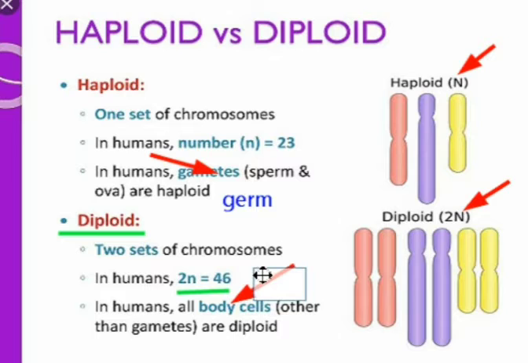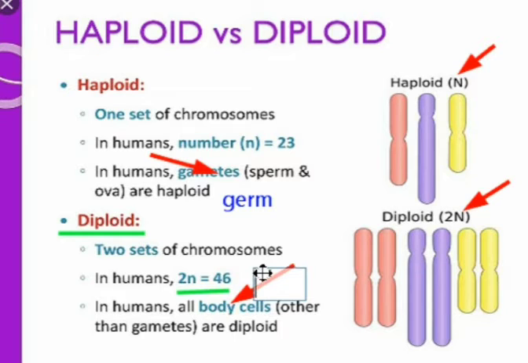make notes of this haploid versus diploid, because this is very important. Not just this year, you will always get confused if you don't understand what is haploid, what is diploid, what are somatic cells, and what are germ cells. I continuously repeat these words so that you get familiar with these words.